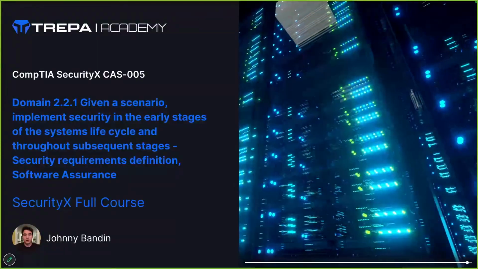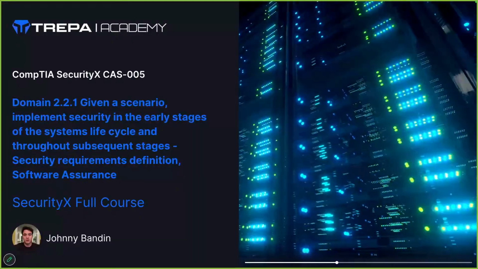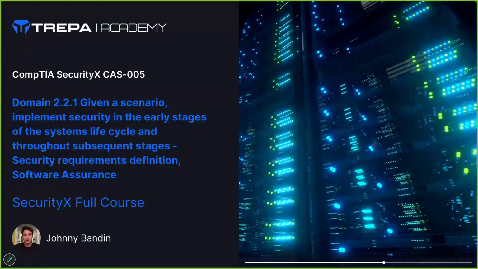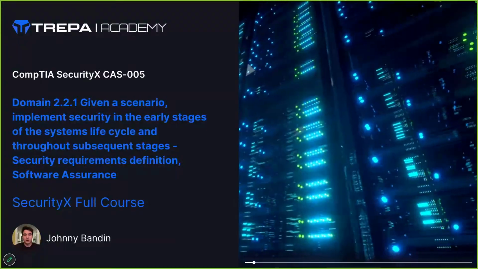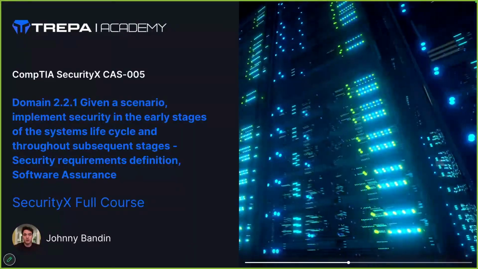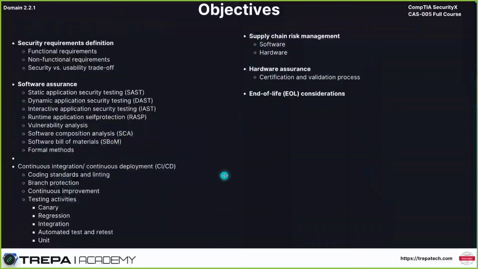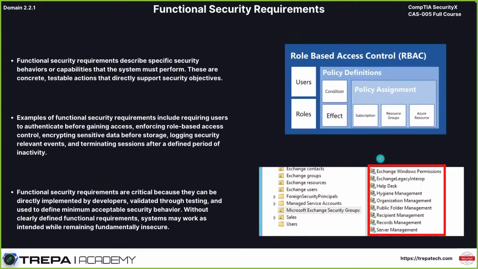All right, guys, let's go ahead and move on to domain 2.2. So domain 2.2.1, given a scenario, implement security in the early stages of the system's life cycle and throughout subsequent stages. So security requirements definition and software assurance we're going to be going over in this slide deck. So here's the exam objectives, and in red is what we're going to be going over.